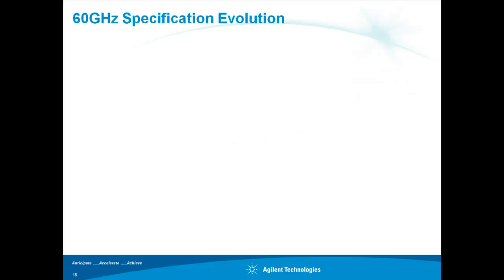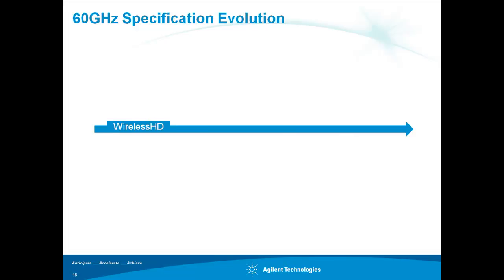The YGIG submission was not the first attempt at introducing high-rate peer-to-peer communication to the 60 GHz spectrum. Wireless HD has the distinction of being the first technology to commercialize the 60 GHz space, but it has not yet seen substantial deployment.